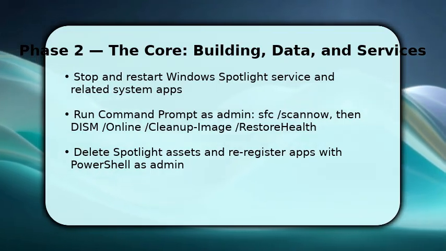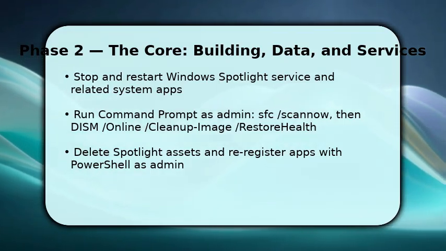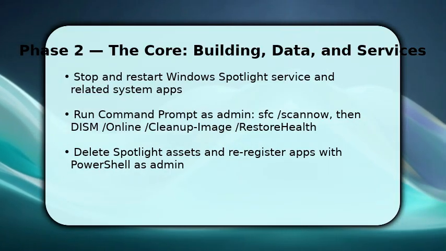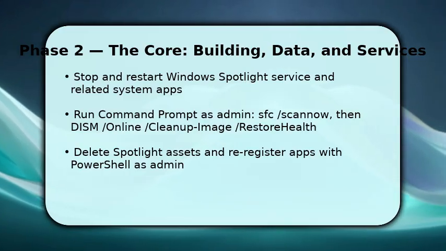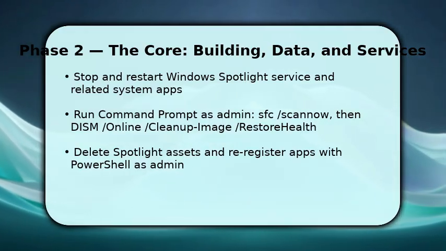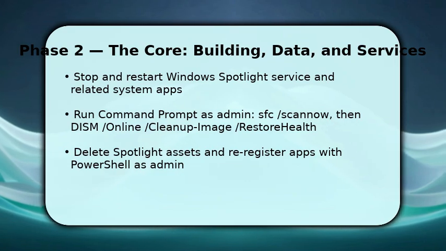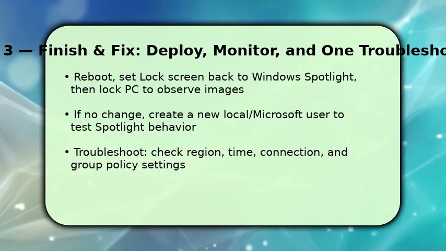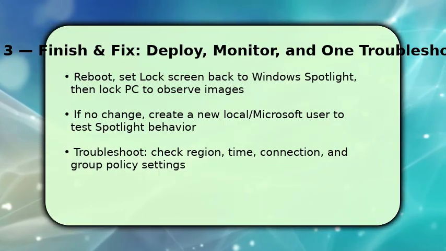Once those finish, open PowerShell as admin and re-register the lock screen app packages or delete the Spotlight assets folder in %userprofile%\AppData\Local\Packages\. After rebooting, go back to Settings and set lock screen to Windows Spotlight again, then lock your PC to check for new images. Give it a few minutes.